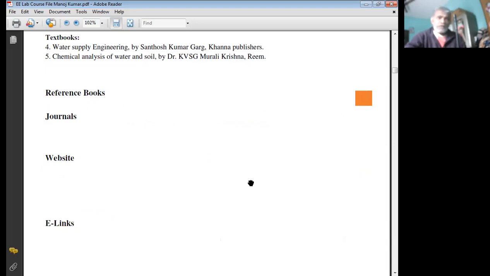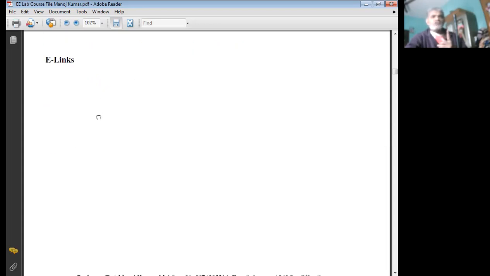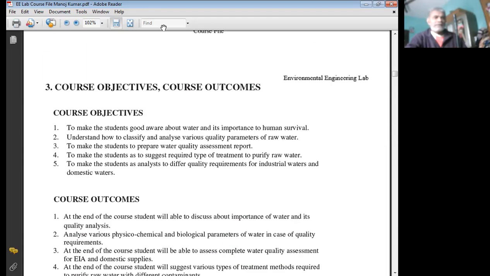Reference books should be given. Names of journals are not given here. Website links and e-links are not given here. These are to be given in the course file. Complete reference books available in the world should be given. The names of all journals related to environmental science should be given. All the websites should be given here. All the e-links should be given here, which are not given.